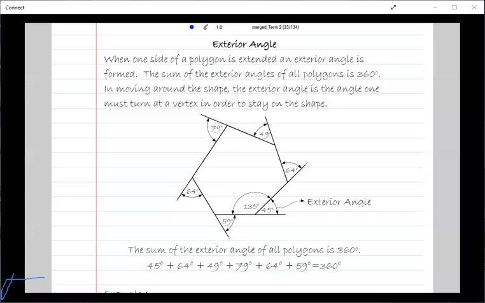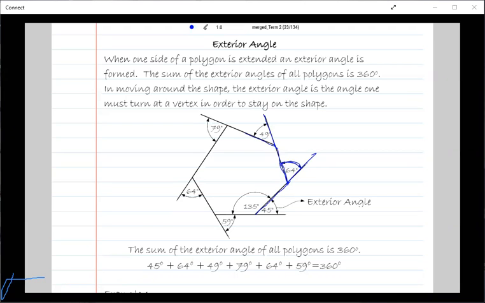In moving around the shape, the exterior angle is the angle one must turn at a vertex in order to stay on the shape. All right, that's an interesting comment. So it's like you're going here. In order to stay on the shape, you have to make a turn of what? 64 degrees. So the angle that you have to turn to stay on the shape is the exterior angle. That's what it is saying. Here, to stay on the shape, you have to make a turn. If you're going straight, you would end up off the shape. But you make a turn of 49 degrees, you'll continue on the shape.